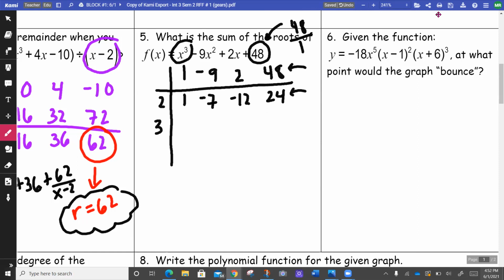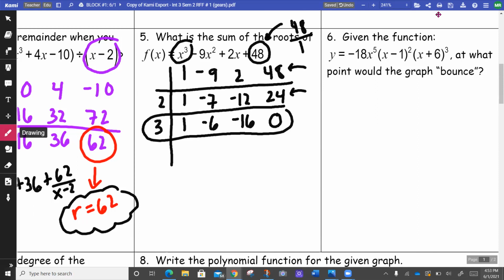Let's try a 3 because 3 does go into 48. 3 down to 1, 3. When I multiply, I add it to -9, I get a -6. -6 times 3 is -18. -18 plus 2 is -16. -16 and 3 is a -48 plus 48 is 0. So I found a solution.